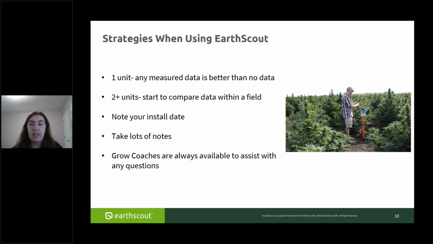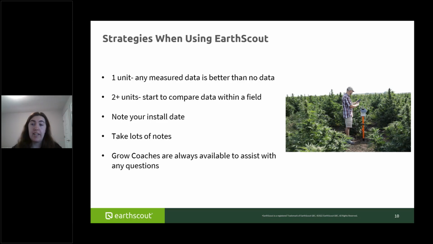So in the first year of using an EarthScout, we're going to discuss how other conditions correlate with the measured soil moisture at the same time. So we're looking at what we saw in the field and comparing it with the EarthScout data. So it's just readjusting how the grower thinks about water management when we're using that technique.